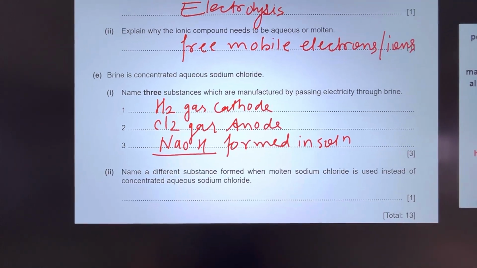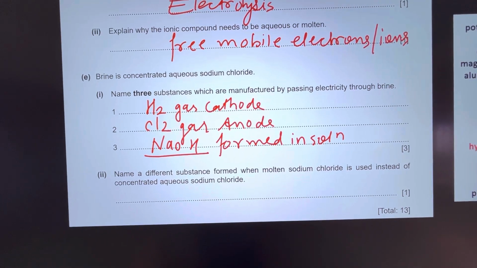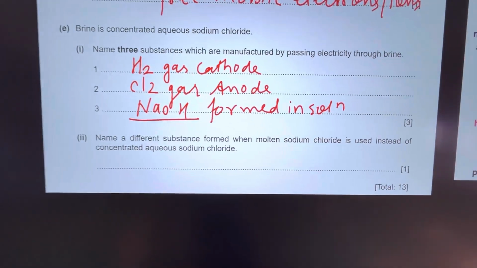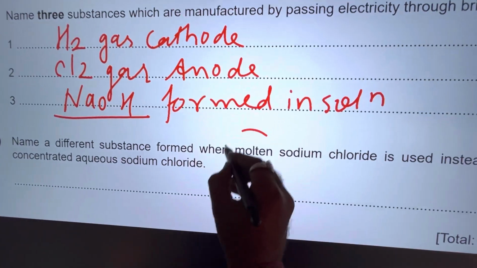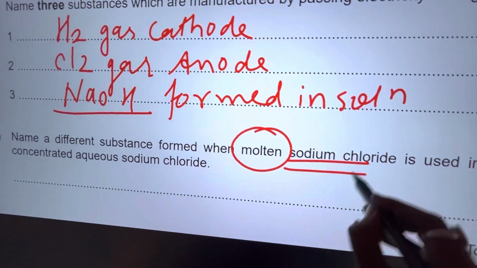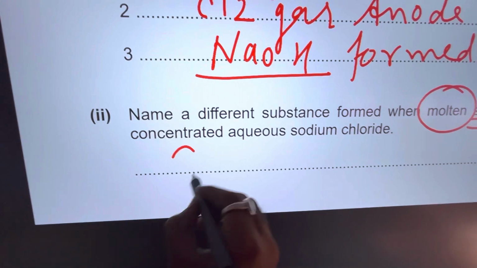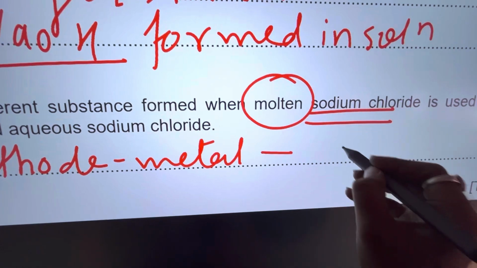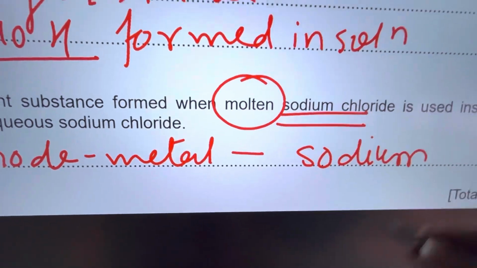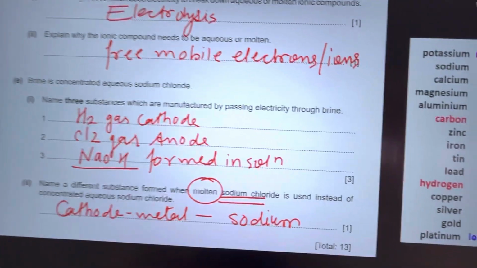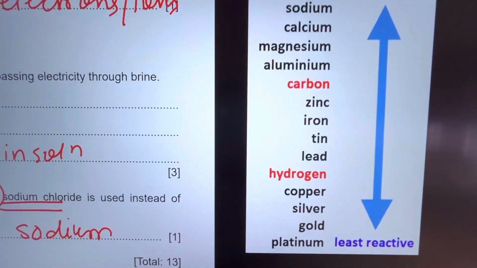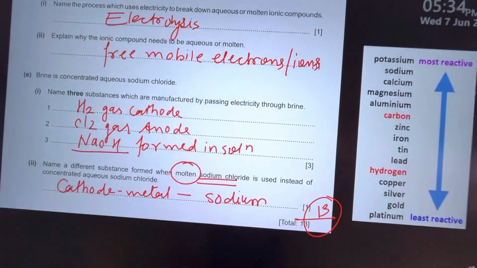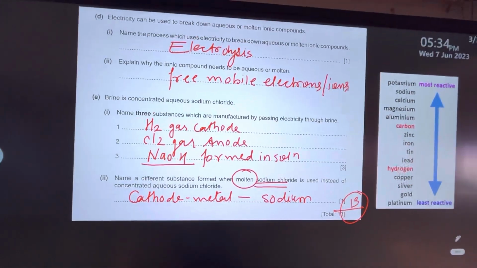And the last point: name the different substance formed when molten sodium chloride is used instead of concentrated aqueous. Always remember, for electrolysis, whenever you are using a molten compound, the metal always gets deposited at the cathode. So at the cathode you will get your metal, and here our metal is sodium. Clear? If you solve these electrolysis questions with the help of the reactivity series, you can easily get 13 out of 13 marks. The concept is very simple and easy, and you can easily get good marks. Thank you.